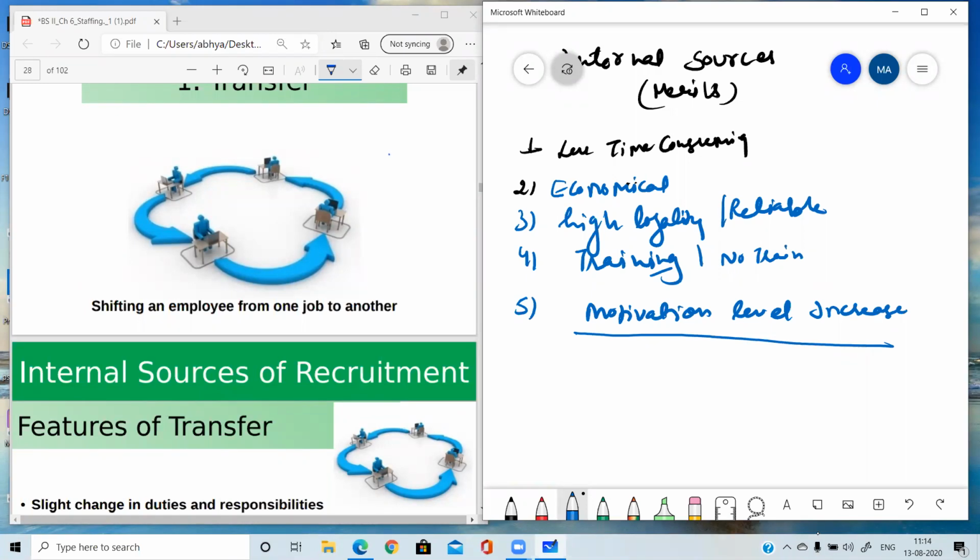So these are the 5 merits. Now think about the demerits. Think about, is it suitable for the new organization? Transfer and promotions. Yes, please tell me.